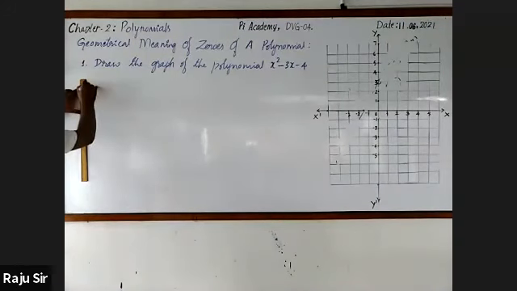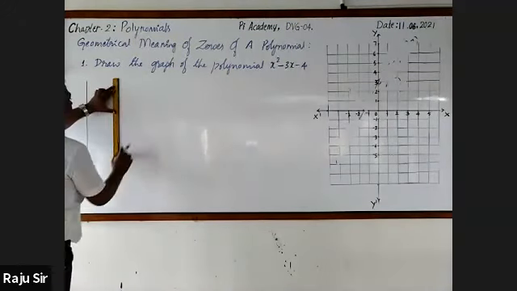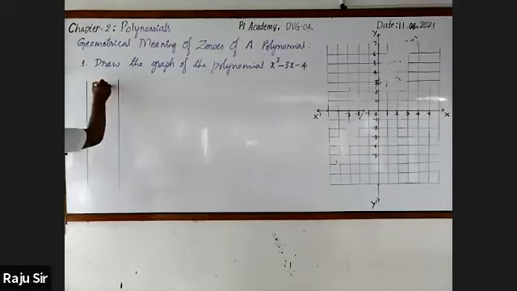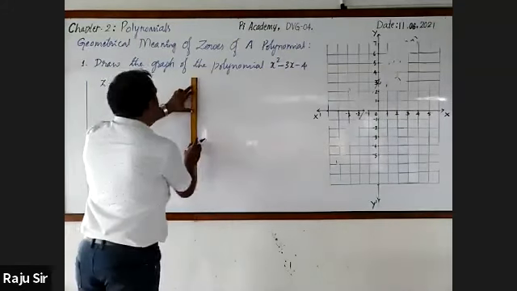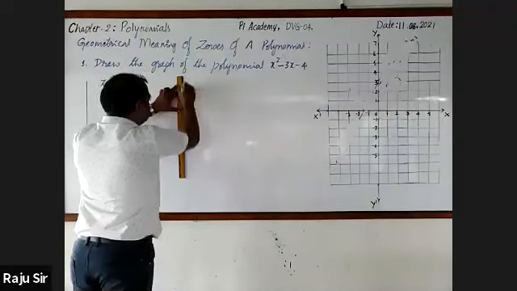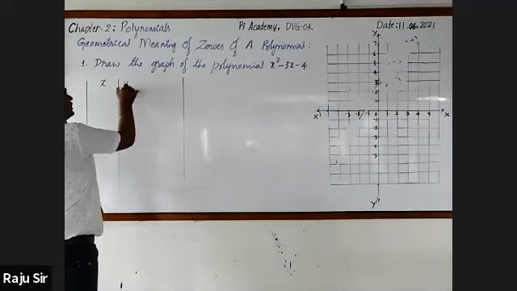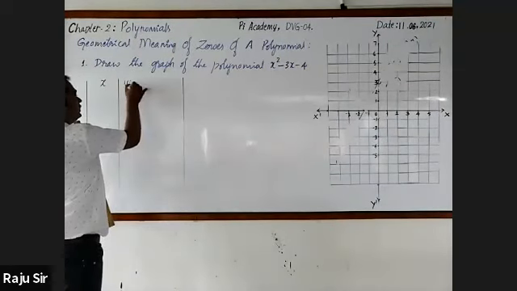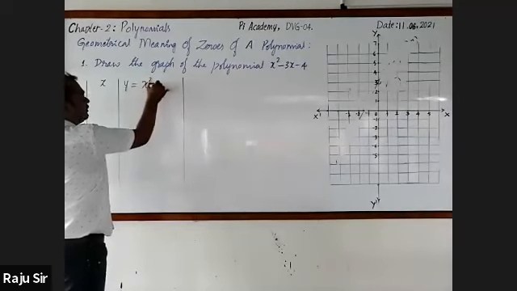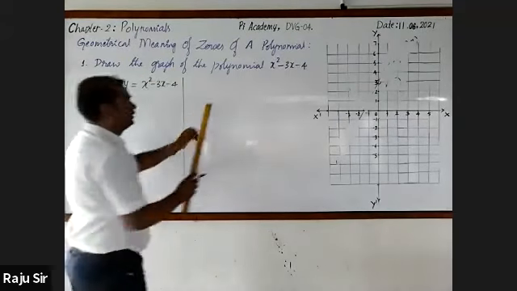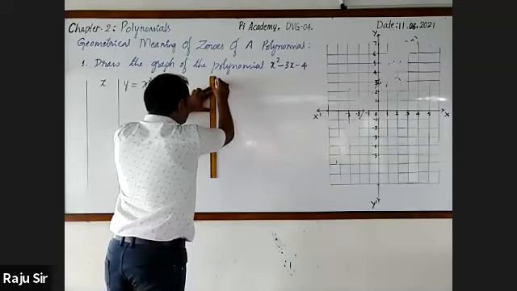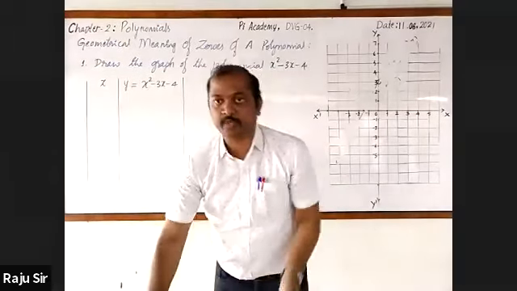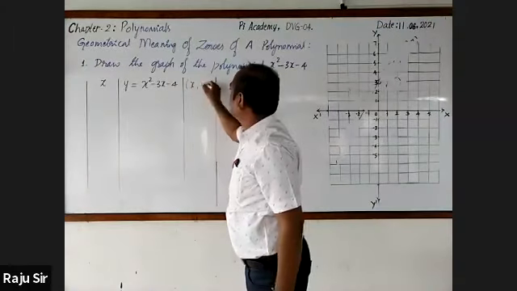Prepare the table, calculation table or coordinate points table. First column is for x. Second column is for the given polynomial. I take the given polynomial as x square minus 3x minus 4. This is y, x square minus 3x minus 4. And third column is for coordinate points. This is x comma y.